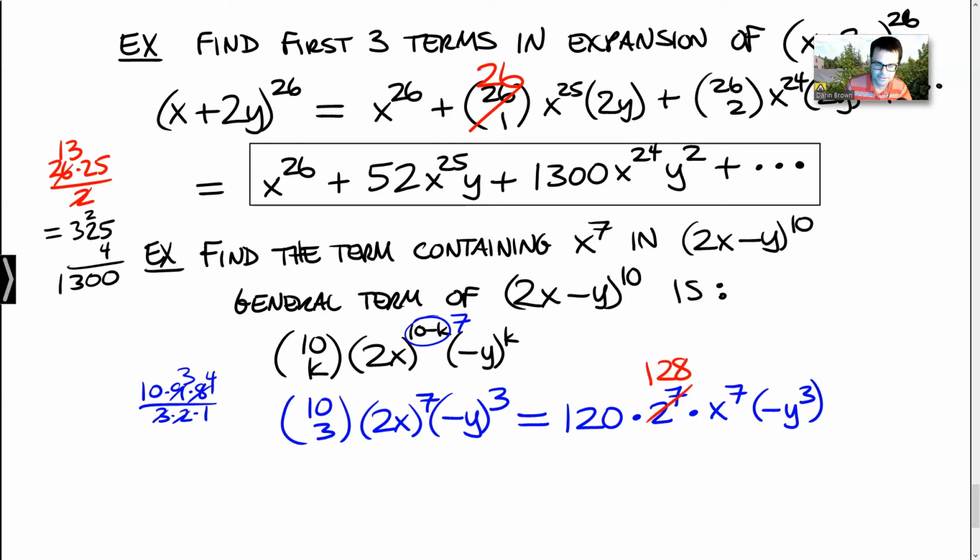Okay, so we would get 15,360. There's also a minus sign, so minus that, x^7 y^3. So minus 15,360 x^7 y^3 would be the term in the expansion of (2x - y)^10 that has a power x^7.